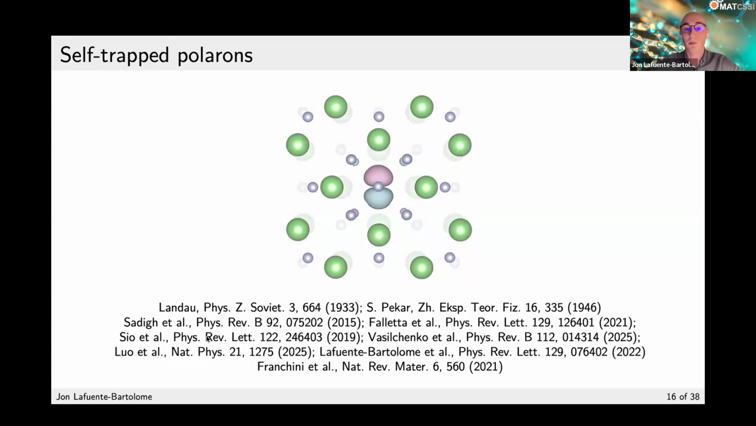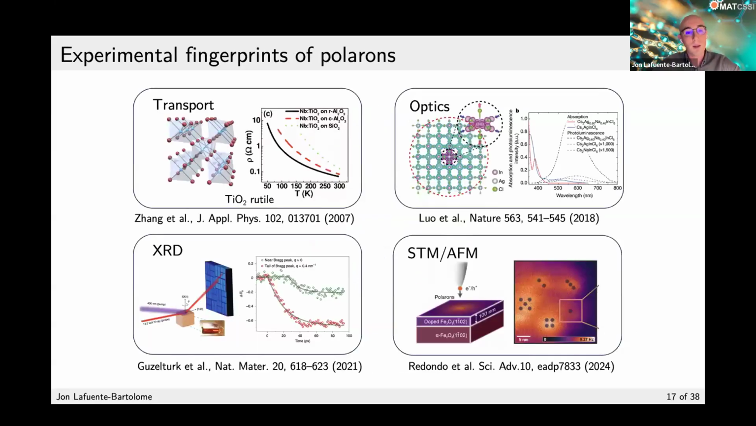You can find some references here. These are not exhaustive, but you can find more references and a more detailed discussion in this review by Cesare Franchini and collaborators. And I think that the main reason why there's been this renewed interest in these objects is that there's been also a lot of developments on the experimental side that can measure the microscopic nature of polarons in real materials now. So here I'm showing just some examples.